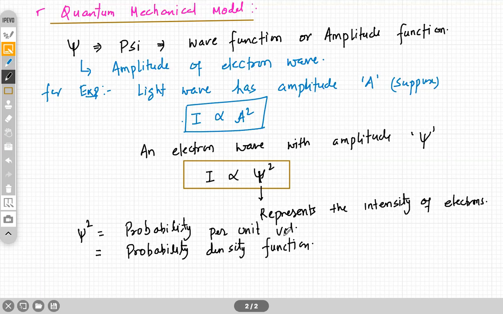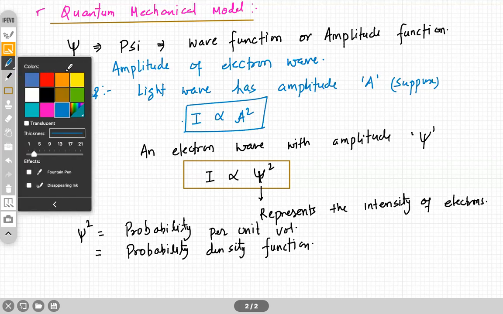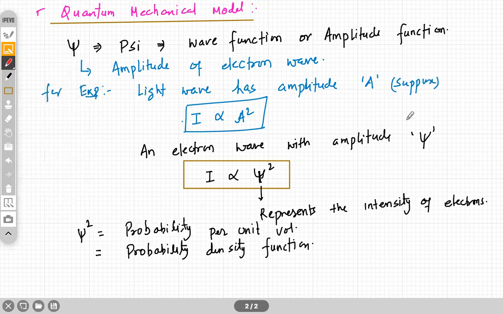with the help of this wave function, one more thing, this wave function consists of all information for an electron. So if you want to get some information about an electron, you should take the wave function of that particular electron and study the wave function. That is it. It gives you all the properties of the electron, like its energy and other things, right? Okay, one point is this.